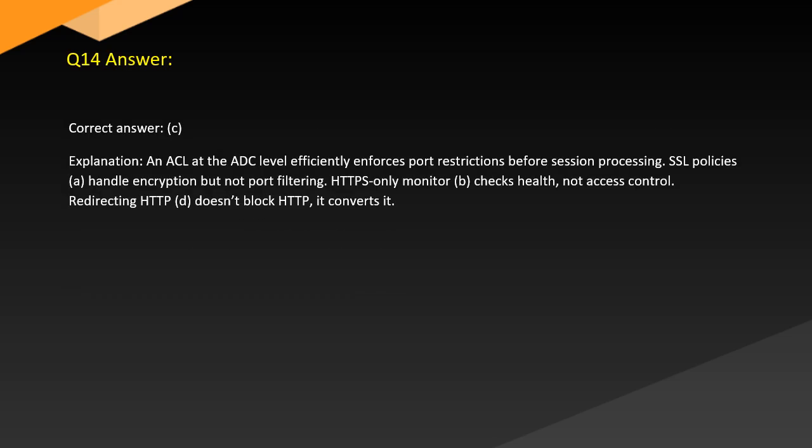Answer. Correct answer: C. Explanation. An ACL at the level efficiently enforces port restrictions before session processing. SSL policies (A) handle encryption but not port filtering. Monitors (B) check health, not access control. Redirect to HTTPS (D) doesn't block HTTP.